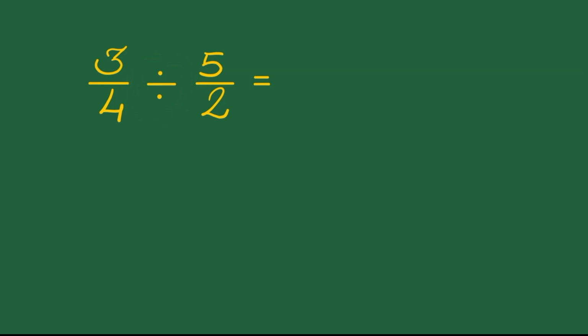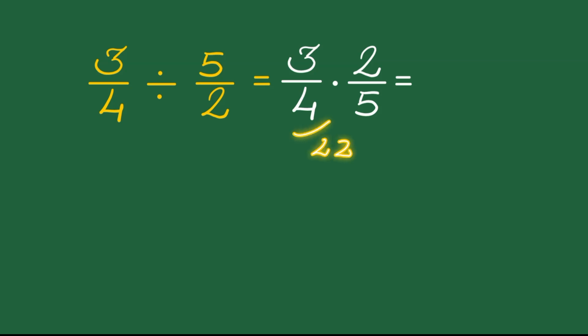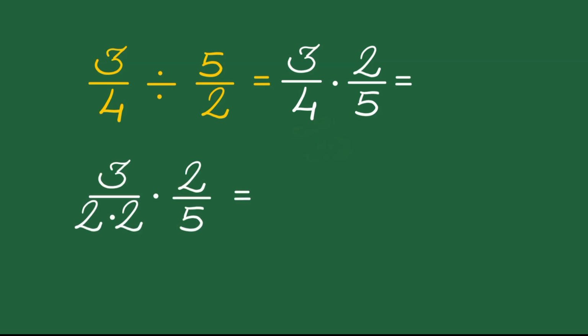Divisions between fractions are nothing more than multiplications in which the second fraction is inverted. In our case, 3/4 divided by 5/2 is equal to 3/4 times 2/5. We proceed with the multiplication as we have done up to now. We express 4 as 2 by 2 and then cross-cancel. Multiplying the numbers in the numerator and the numbers in the denominator, we get 2 over 10.